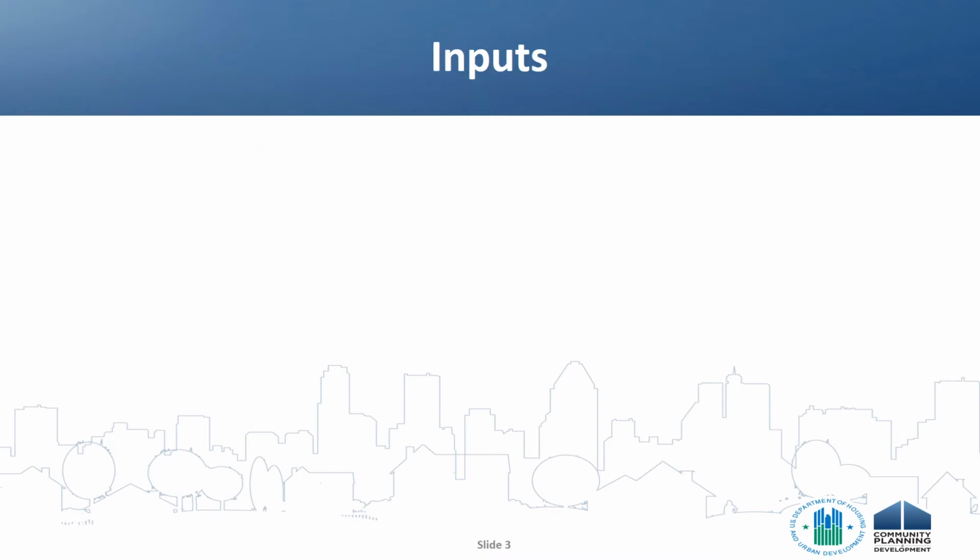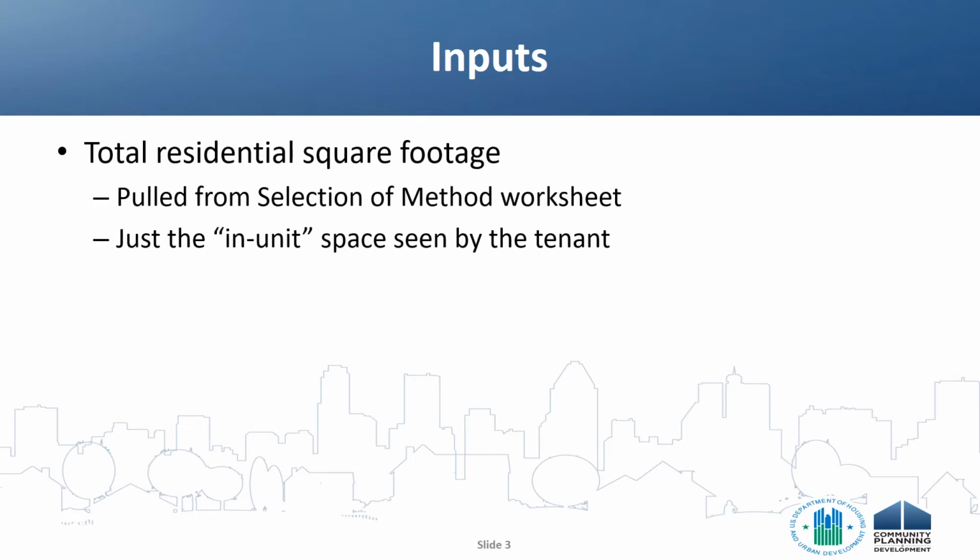In using the standard method worksheet, there are several inputs that users need to pull from other project documentation. Most of these are also needed for the other method-specific worksheets, which we'll see later. First, the standard method sheet will be pulling total residential square footage of the project from the Selection of Method worksheet. Note that the total residential square footage, as we discussed in the tutorial on unit comparability, is based on the interior space of the residential units, the space the tenant actually sees. This is different than the gross square footage of the development, which would include all of the common areas like hallways, community rooms, and the like.